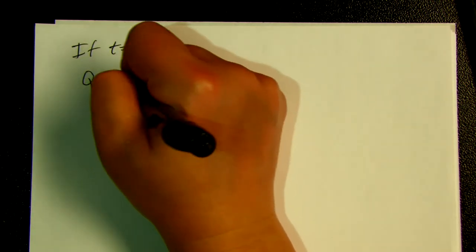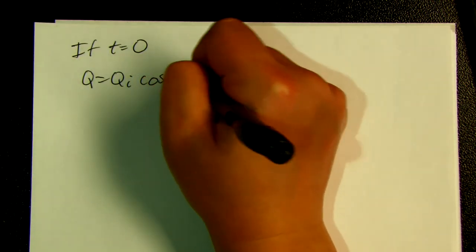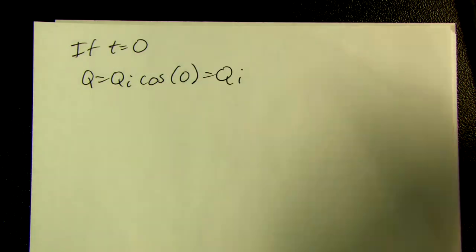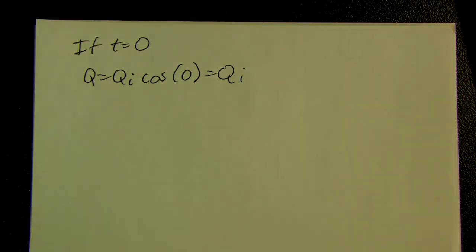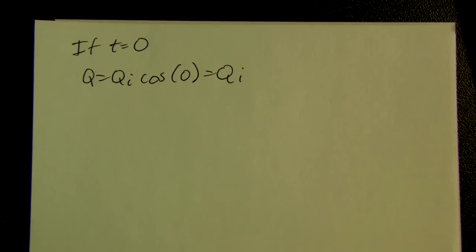And this works if you plug that in there and take the second time derivative. In 211, you should totally do that. We can see that it satisfies the initial condition. If t is equal to 0, then Q is equal to Qi cosine of 0, which is equal to Qi.